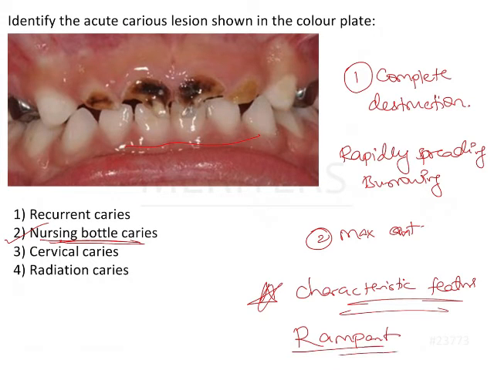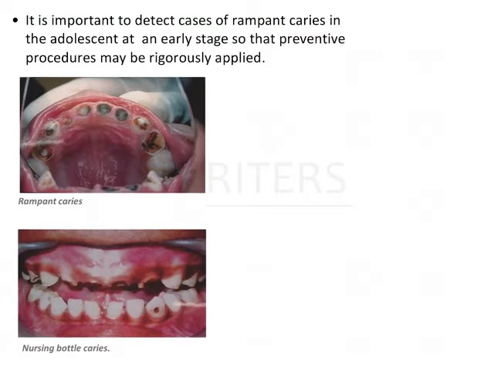Once it is initiated, it spreads very rapidly and usually involves the upper anterior teeth. The lower anteriors are spared because of the cleansing action of the tongue and the saliva from the submandibular glands. However, if this syndrome is not checked or prevented, it can spread to other parts of the mouth, that is the posterior teeth, and eventually it can also include the lower anteriors. So once it begins, it needs to be monitored and treated immediately.